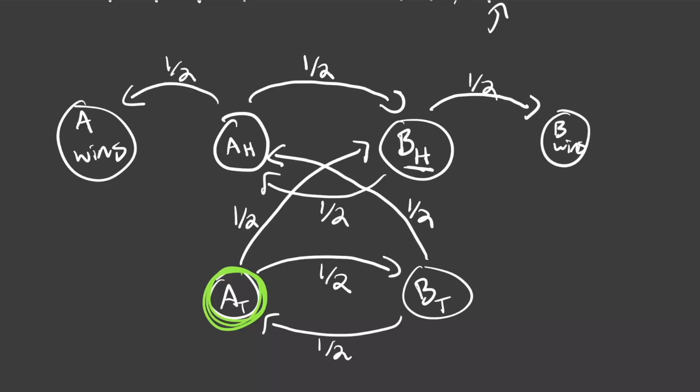Basically all we have to do to solve this is just find the probability that we win from each one of our states, all of which will depend on each other, and then we solve that system of equations for this one right here, and we'll end up with a number. So let's just write it out real quick.